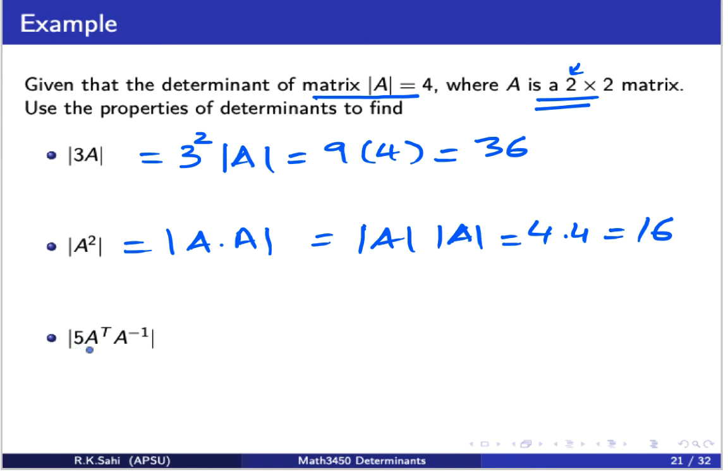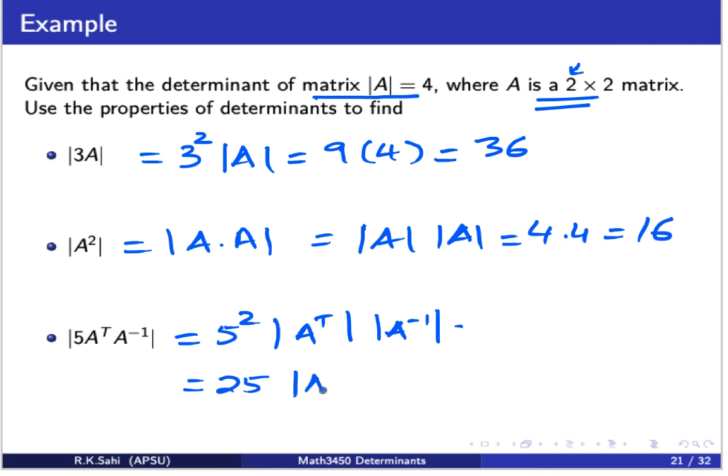So we have 5 times A transpose A inverse. So first of all, it is 5 squared, because A or A transpose, all of them, they have the same sizes. Then what do we have? We apply the properties which were there. Product of this, it's individual products, A inverse. Now remember, A transpose determinant is the same as A. So this is 25 times determinant A.